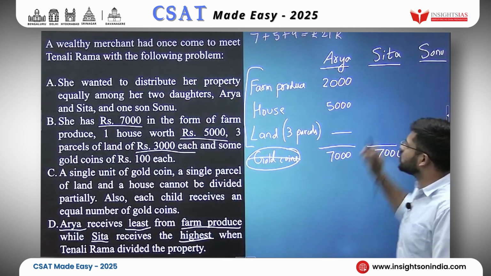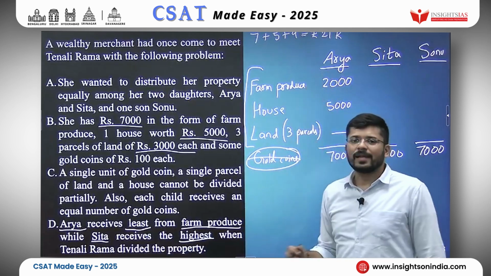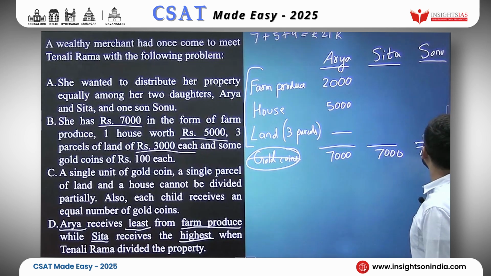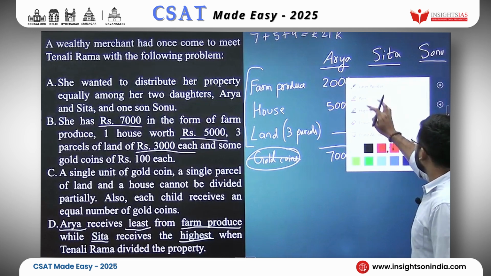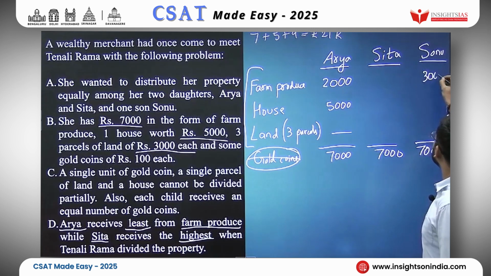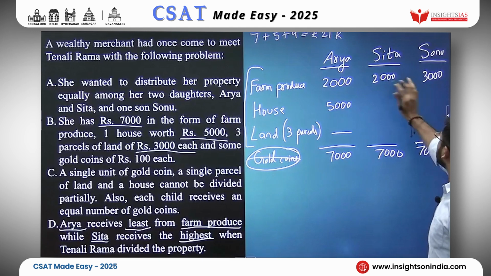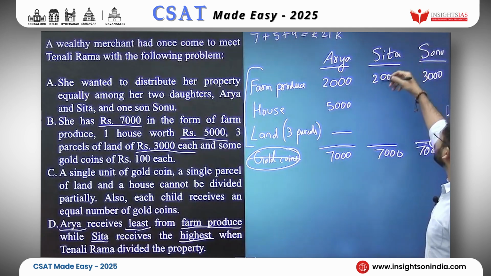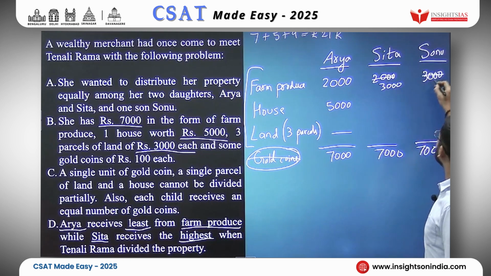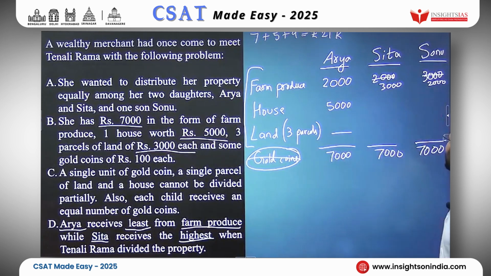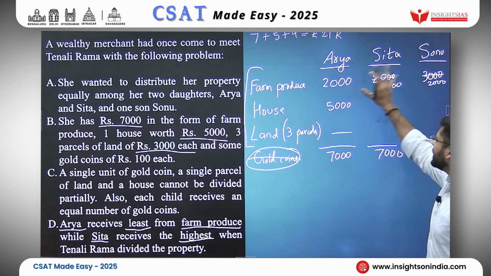Because if Sonu also got 2,000, then Arya would not be the least. Arya and Sonu would both be the least. So the only option that Sonu can receive would be 3,000. But then Sita would get 2,000. So we cannot divide 5,000 so that Arya will remain the least. And also we want Sita to be highest. But if you give Sita 3,000, Sonu would get 2,000, and then Arya would not be the least alone. Both Arya and Sonu would be the least. So this is not working out for us.